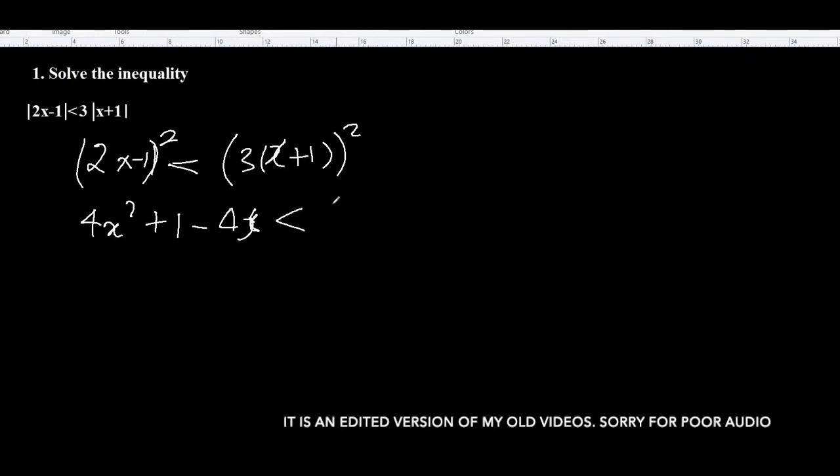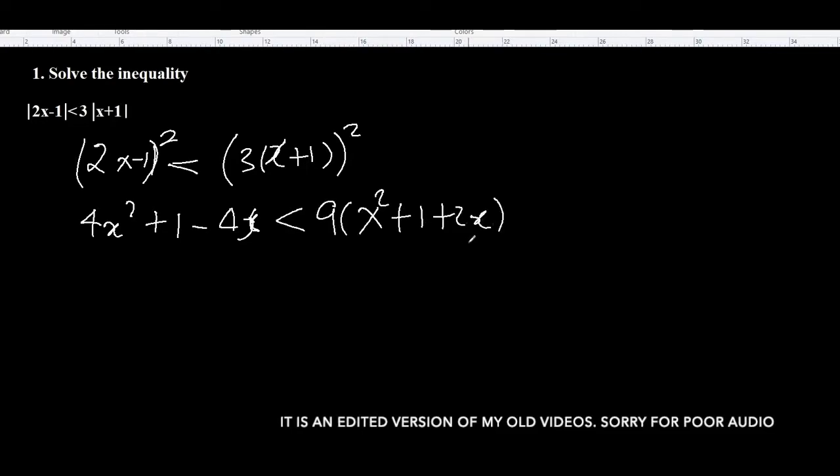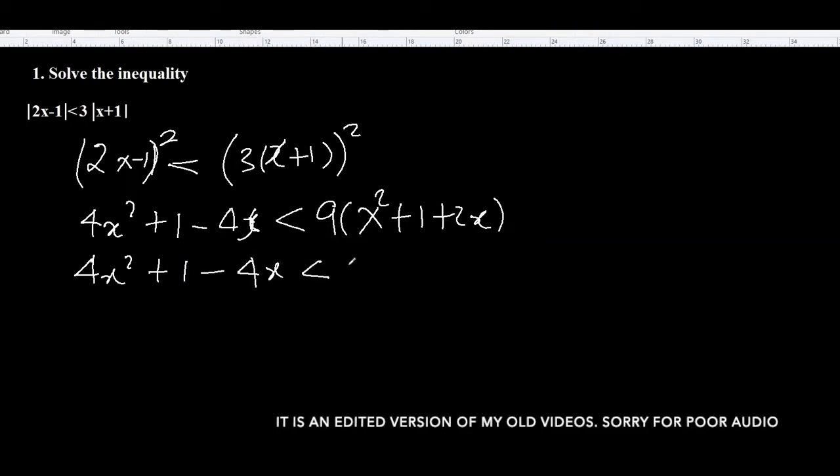And when it is squared, it will be 9x squared plus 1 plus 6x. This is what the bracket will become. So let's open the right side. 4x squared plus 1 minus 4x is less than 9x squared plus 1 plus 6x.